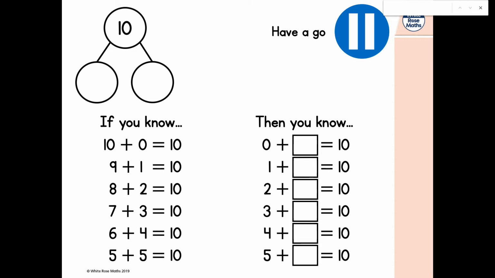Okay, if you know 10 plus 0 equals 10, then you know 0 plus 10 equals 10. Let's go on to the next one. If you know 9 plus 1 equals 10, then you know 1 plus 9 equals 10. I'm going to fill in the rest of these, and then I'm going to ask you, what's the same? What's different? Once again, I hope you're seeing a pattern here.